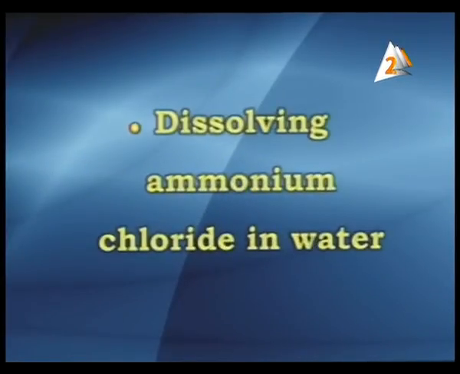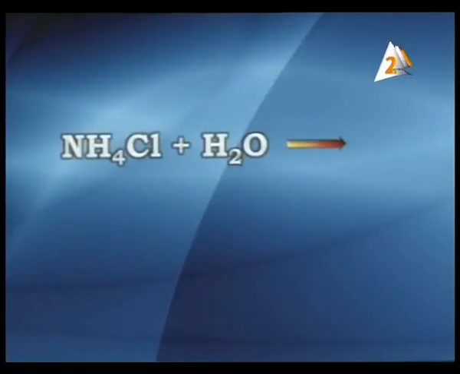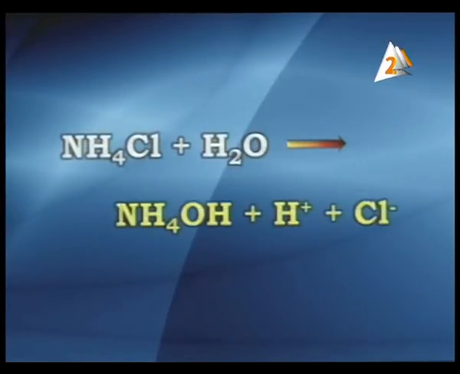Dissolving ammonium chloride in water. As the equation proceeds on the screen, ammonium chloride plus water gives ammonium hydroxide, which is formed as it is weak alkali, and hydrogen ion and chloride ion are formed as the hydrochloric acid is strong.